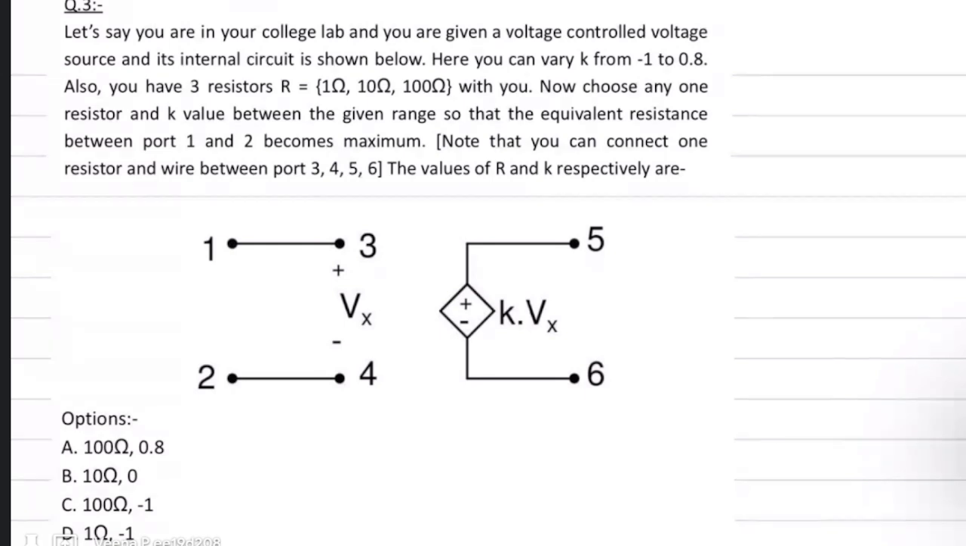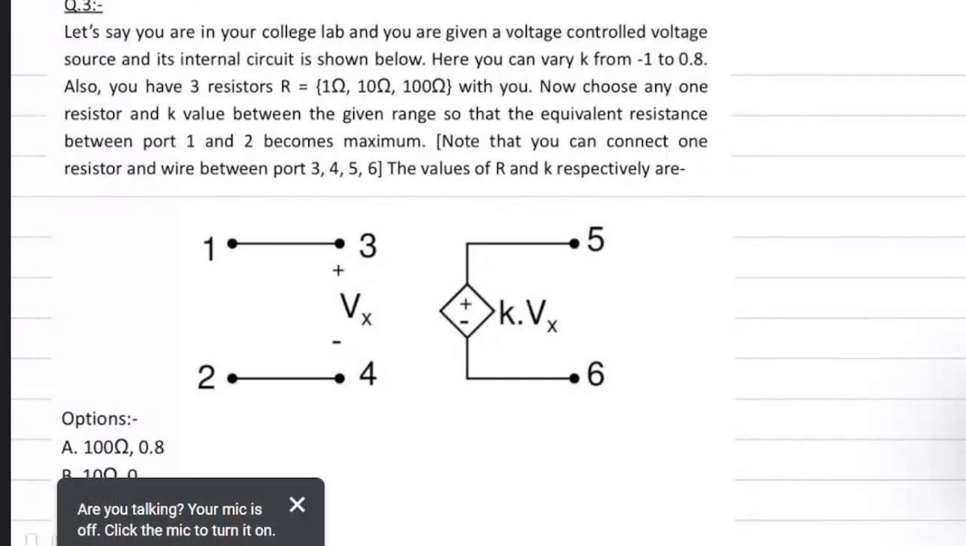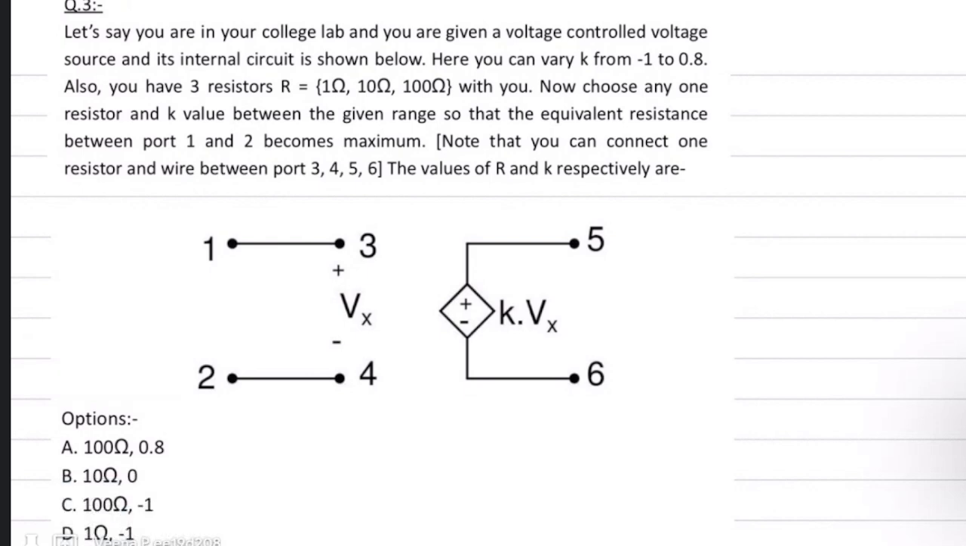So hope you have gone through the question. Let's say you are in your college lab and you are given a voltage controlled voltage source and its internal circuit is shown below. Here you can vary K from -1 to 0.8. Also you have three resistors R equal to 1 ohm, 10 ohm and 100 ohms with you.